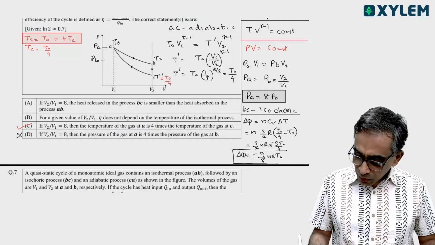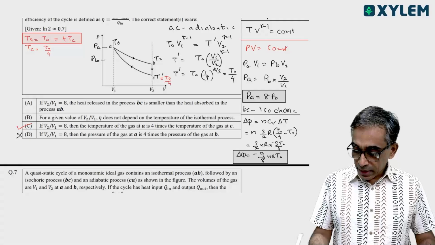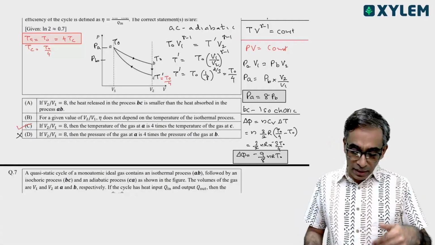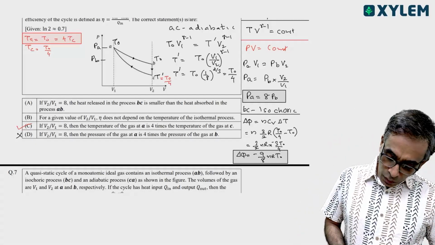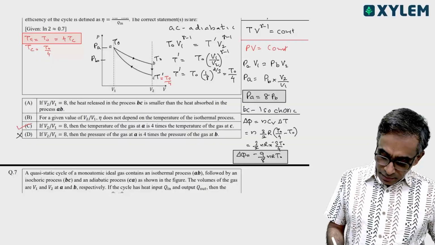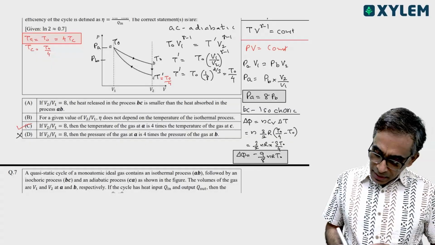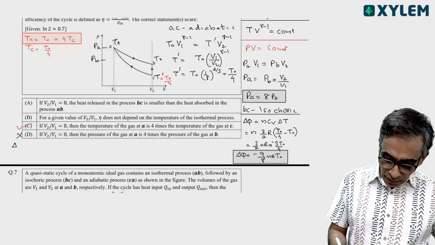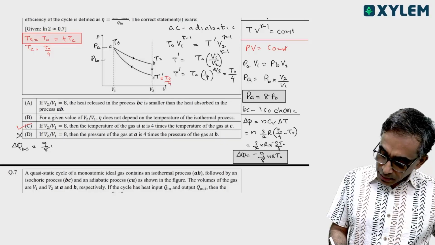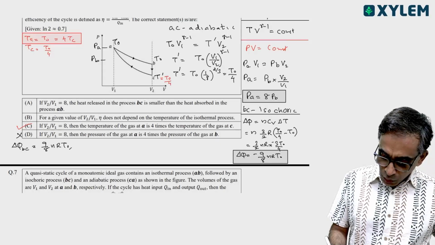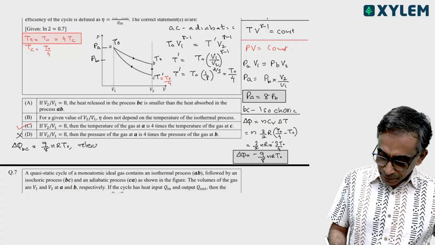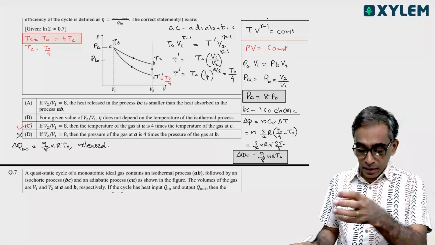See, what I calculated is heat transferred, and the heat transferred is negative. That means heat is given out. So heat released in BC ആണ് നമ്മൾ കണ്ടുപിടിച്ചത്. So delta Q in BC is actually 9 by 8 nR T0. It is released because it came out as negative.